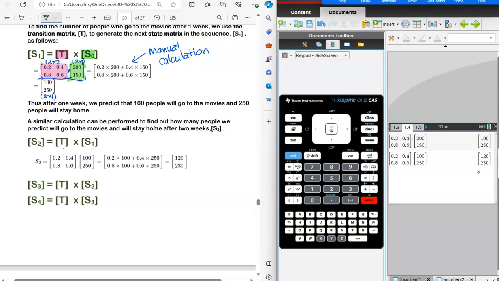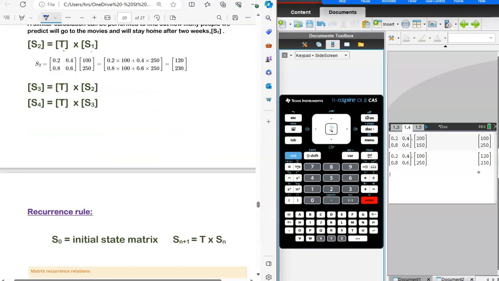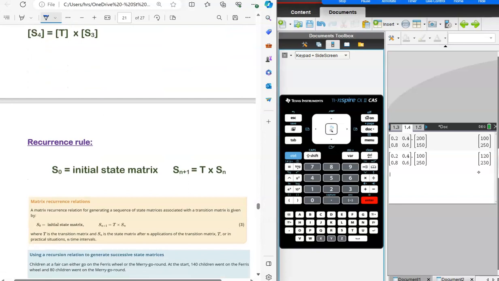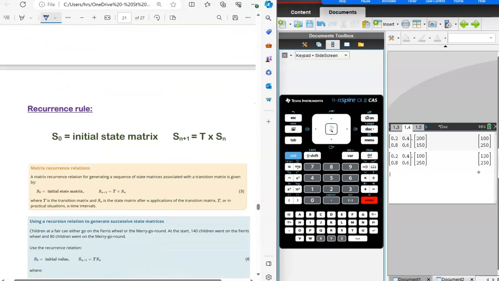So that's what we call recursive. We are finding the next one by using the one before. So the way they can explain or write that is here. All you need to know is when they write S_(n+1), that's just a way of saying how you get the next term, or how you get the next state in this case.